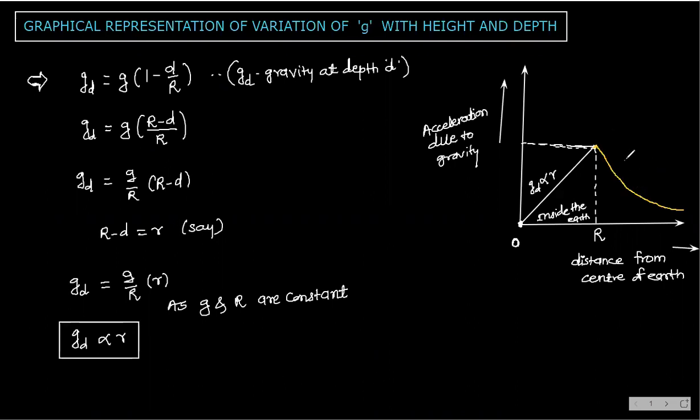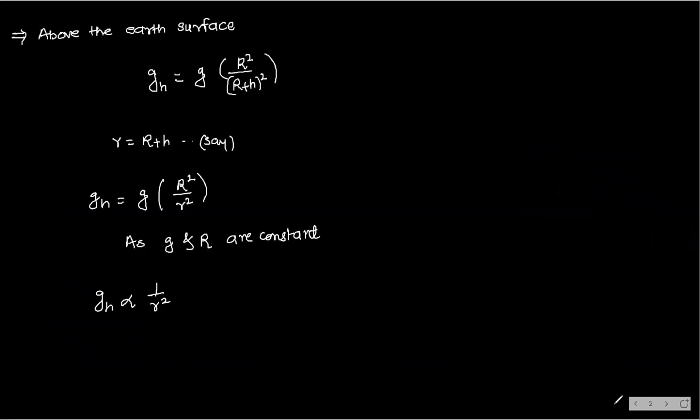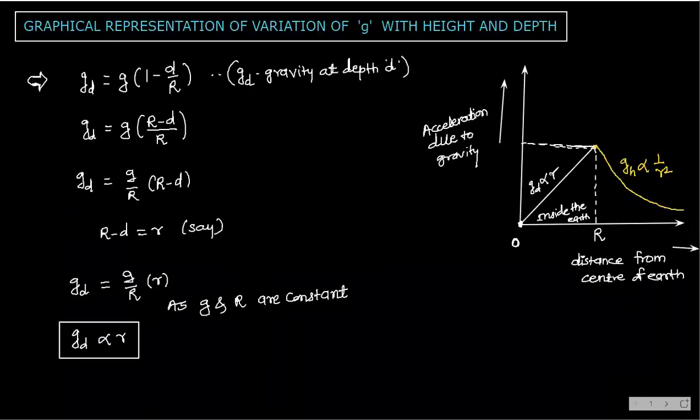Right. So here I am writing G is inversely proportional to R square. That is GH you can write. GH is inversely proportional to 1 by R square. Clear? So due to this and this, we got this combined graph.